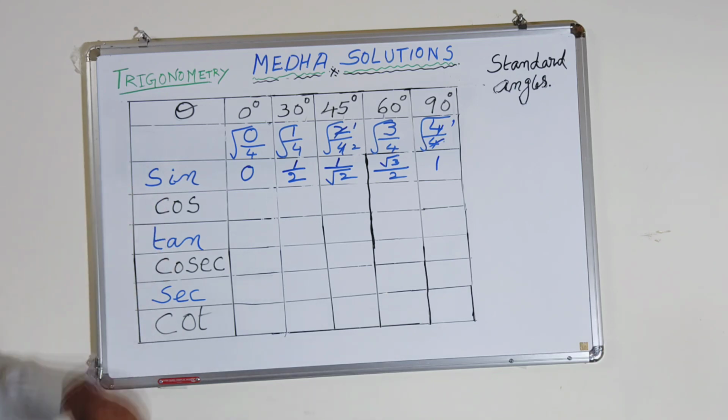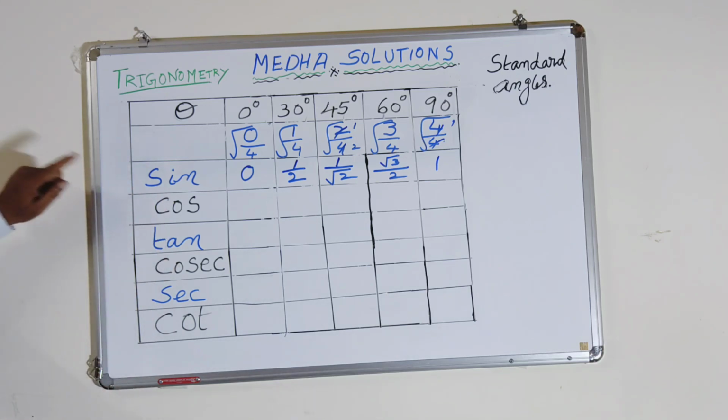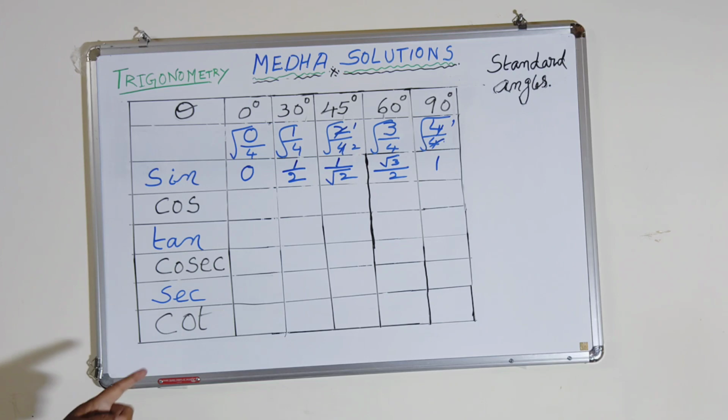So these values are: sin 0 is 0, sin 30 is 1 by 2, sin 45 is 1 by root 2, sin 60 is root 3 by 2, and sin 90 is 1.